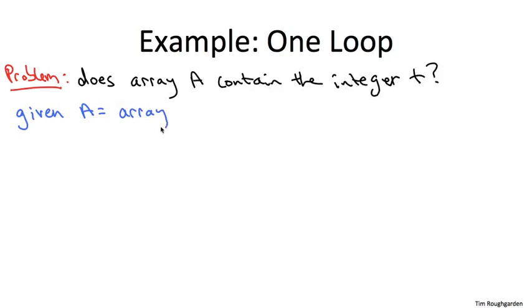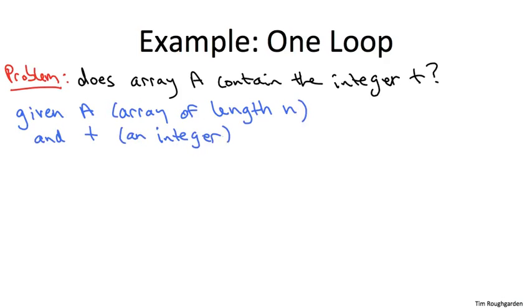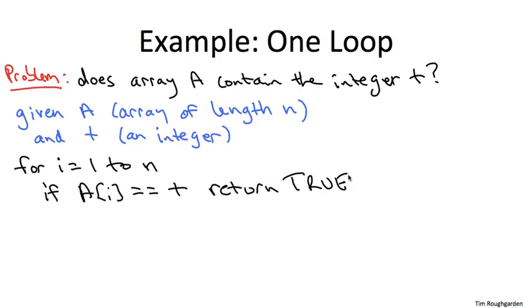Let's analyze the straightforward algorithm for this problem, where we just do a linear scan through the array, checking each entry to see if it is the desired integer t. That is, the code just checks each array entry in turn. If it ever finds the integer t, it returns true. If it falls off the end of the array without finding it, it returns false.